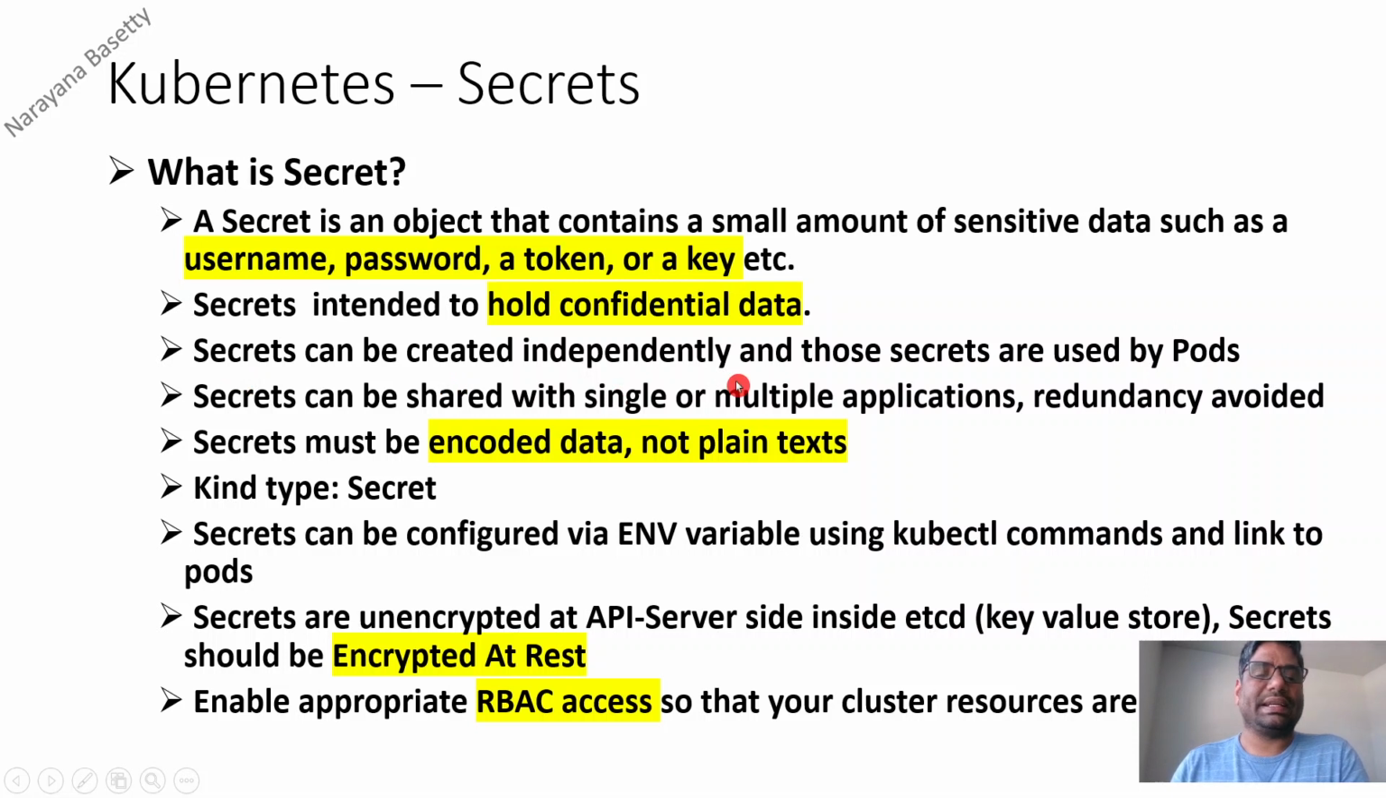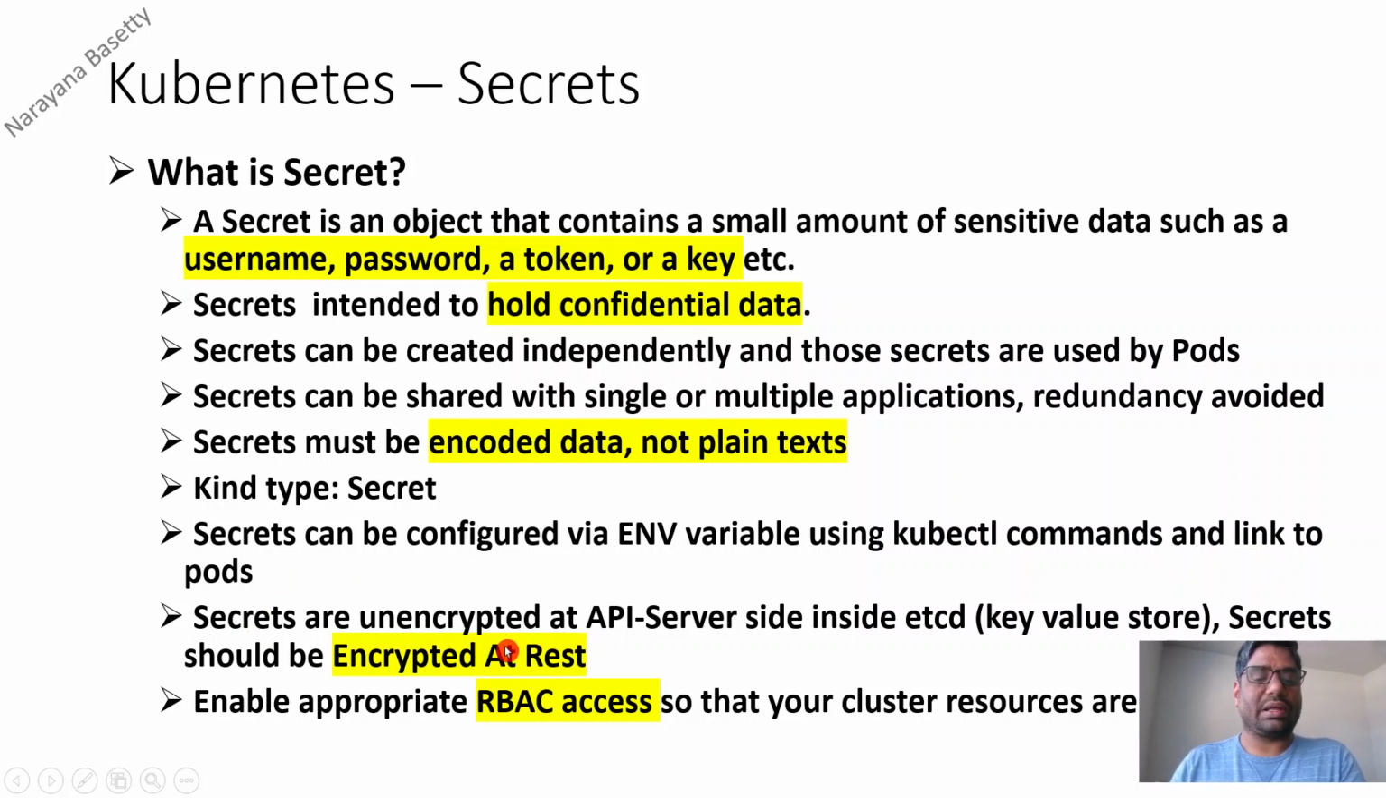Secrets can be created independently, and those secrets are used by pods. Secrets can be shared with single or multiple applications. Redundancy can be avoided. A secret must be encoded data, not plain text. Using the kind type, you can create a secret. Secrets can be configured via environment variables, using kubectl commands also, and linked to pods.